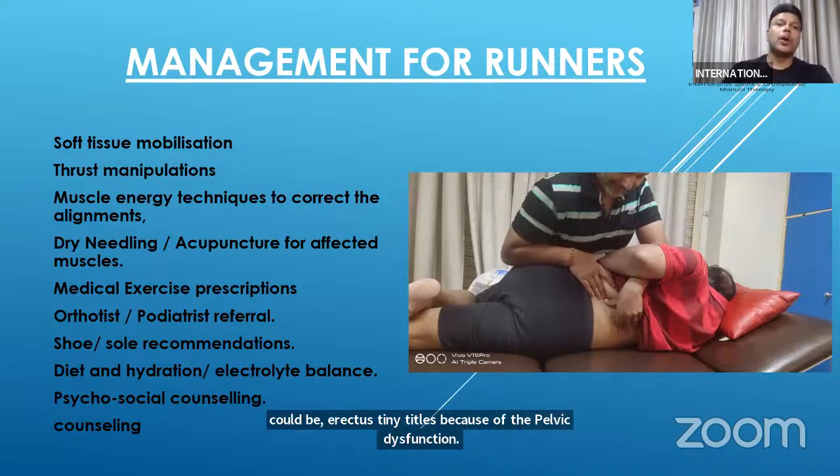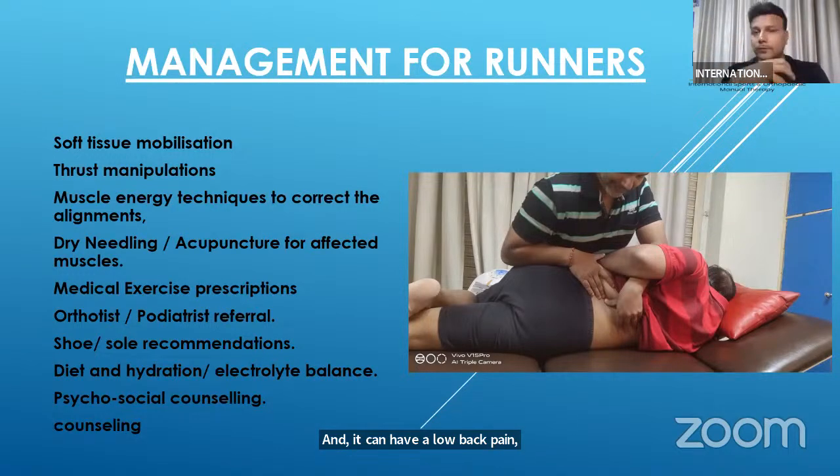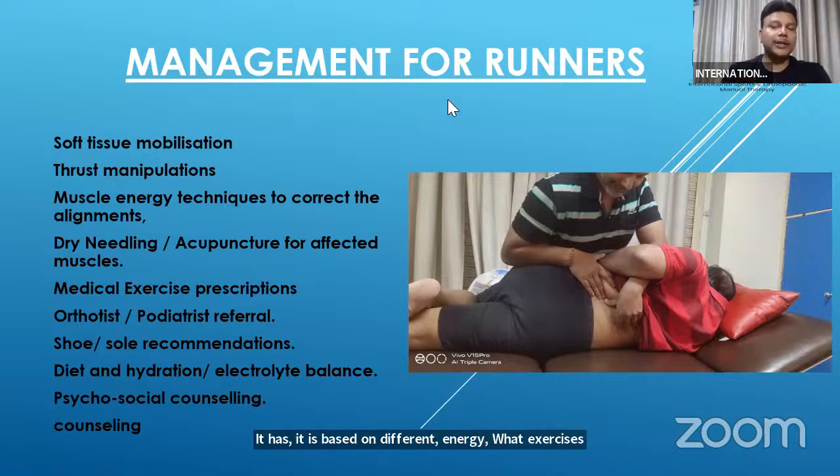There could be an erector spinae tightness because of the pelvic dysfunction, and the athlete can have low back pain. Okay, we do a lot of thrust manipulation in ISOMT. We teach all these thrust manipulation, muscle energy techniques, soft tissue, dry needling. Acupuncture does help. It is based on a different energy meridian system. What exercises to give, how to check the gluteus maximus and hamstring, what the compensatory patterns are, what movement impairment patterns you have to see. And then if I think that this person might need a footwear change or a referral to an orthotist or a podiatrist, podiatrists are generally the foot doctors in the US, okay?